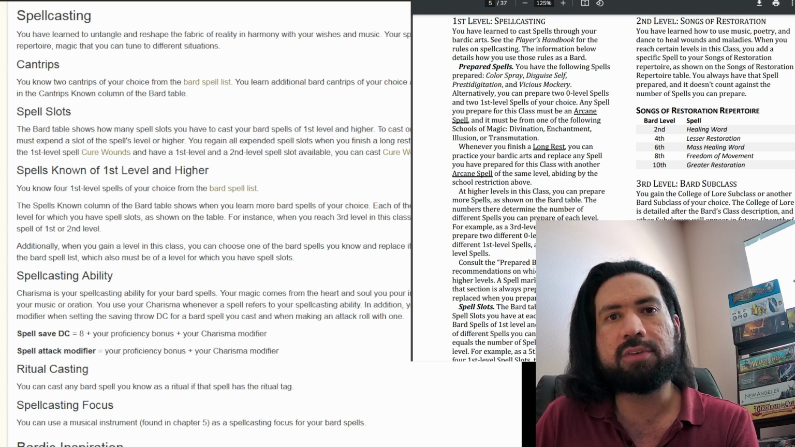Bards have moved away from a spells known system that other arcane classes such as wizard and sorcerer are known for. Instead, they will now learn every possible spell and prepare a selection of spells at the start of each day. This system is essentially the same that clerics use. Bards can prepare a number of spells equal to the number of spells they can cast for that level.